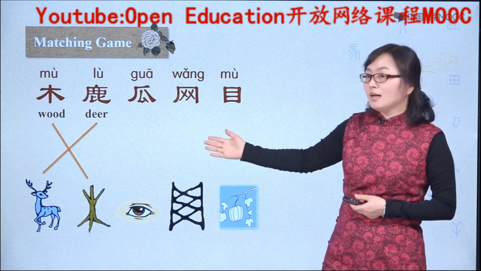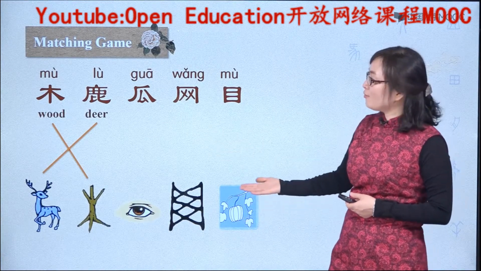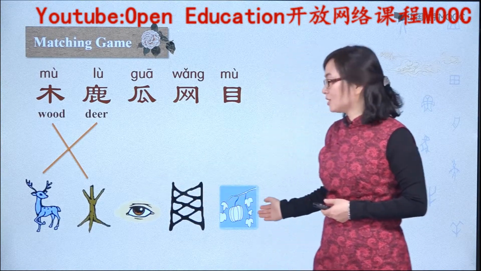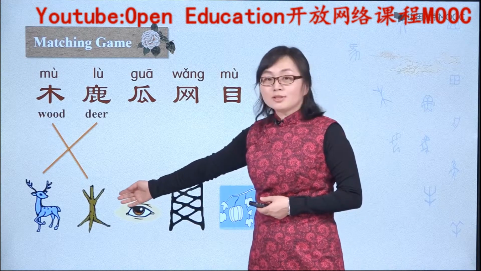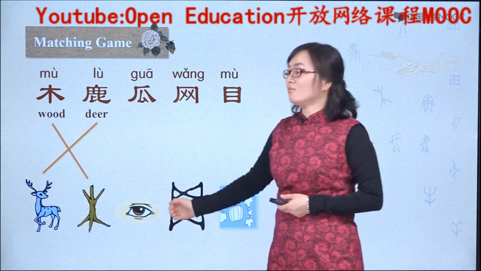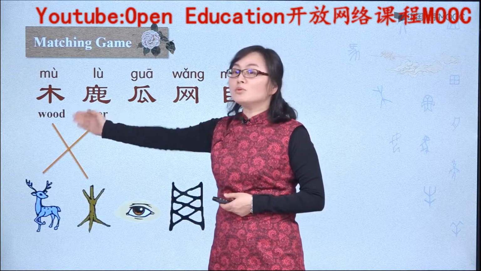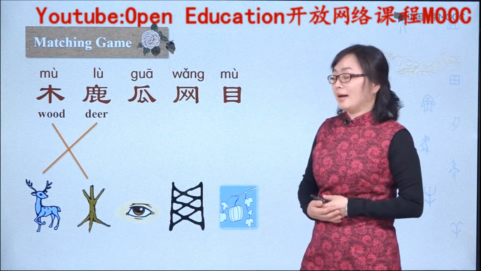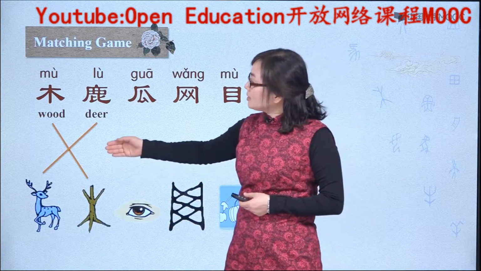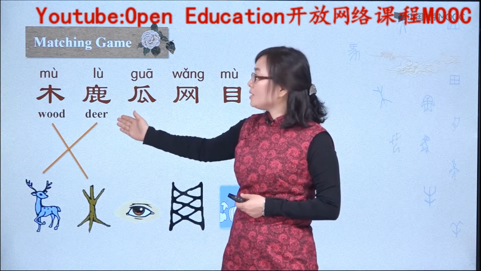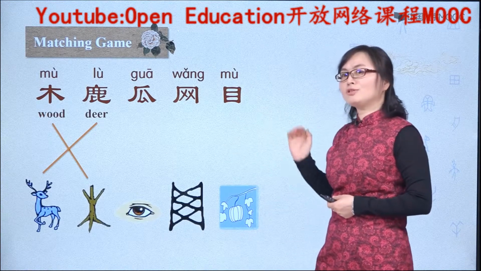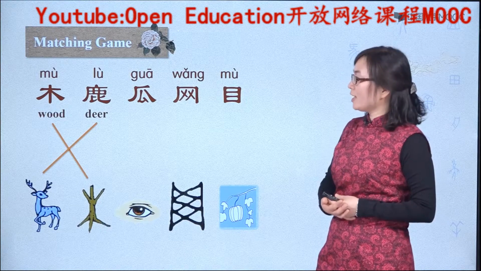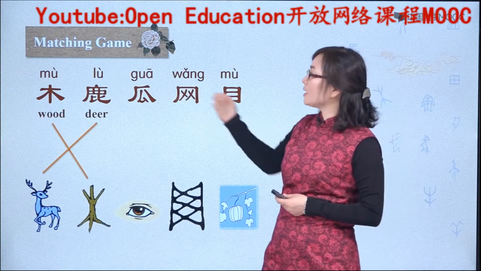So we already have some examples for you to figure out the meanings of Chinese characters of the following pictures. Now look at this one. This image is wood. So the Chinese character means wood. And how about this one? Deer, yeah, an animal. And we have the Chinese character meaning deer. And how about the rest of three? You may try your best to figure out the meanings of these characters.